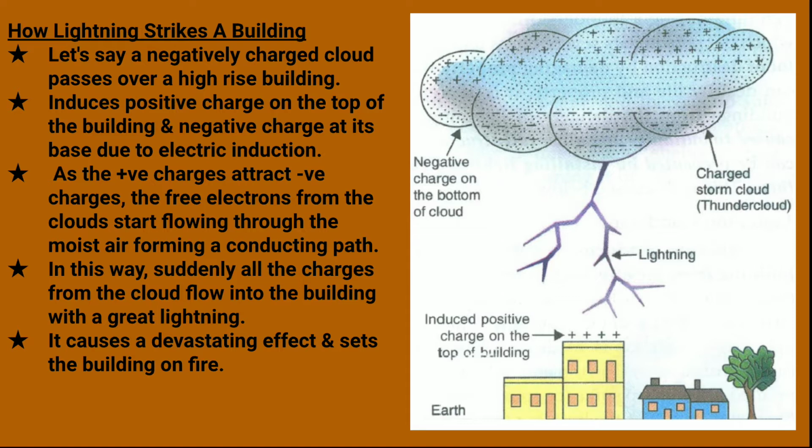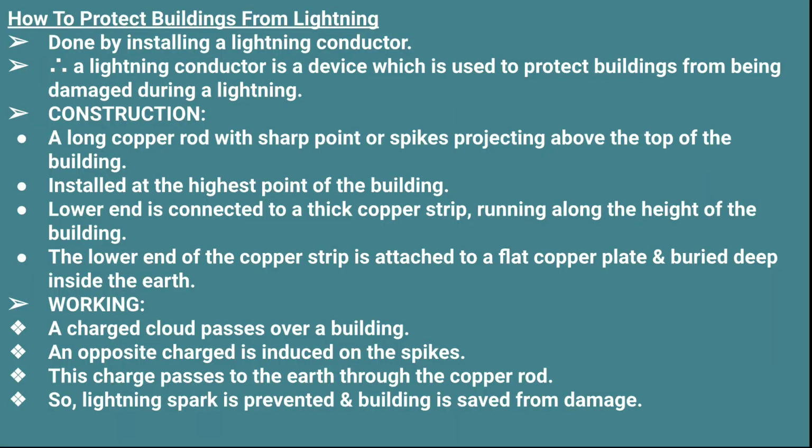As the positive charge attracts the negative charge, the top of the building being positive will attract the negatively charged cloud towards it, and the free electrons from the cloud will start flowing through the moist air and form a conducting path into the building. In this way suddenly all the negative charge from the cloud will flow into the building with a great lightning. That can cause a devastating effect and set the building on fire. This is how the building catches fire during lightning.